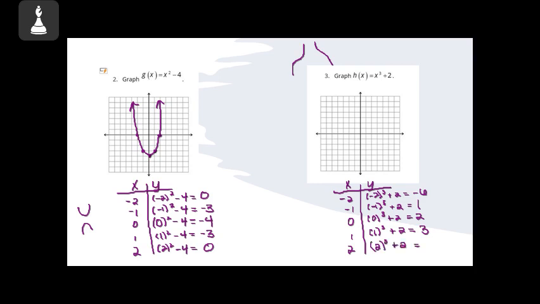So we plot them, negative 2, negative 6, negative 1, 1, 0, 2, 1, 3. And then 2, 10 is going to be kind of up here. Connect your points with a smooth curve.